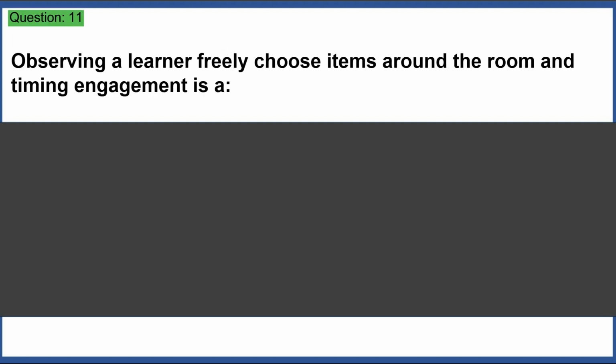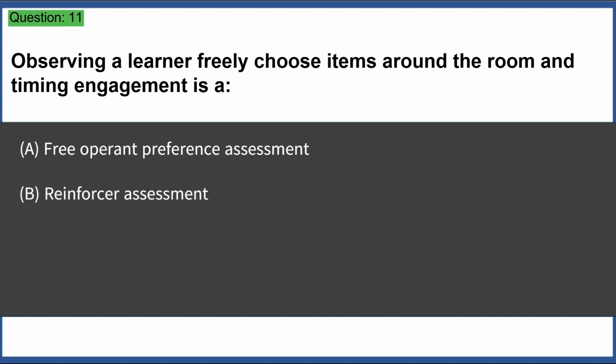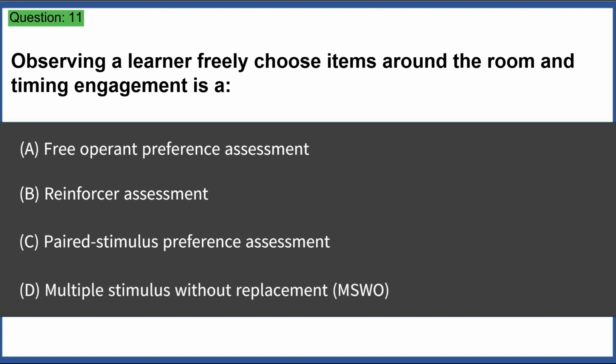Observing a learner freely choose items around the room and timing engagement is A. Free operant preference assessment. B. Reinforcer assessment. C. Paired stimulus preference assessment. D. Multiple stimulus without replacement, MSWO. Answer, A. Free operant equals unrestricted access, measure duration.